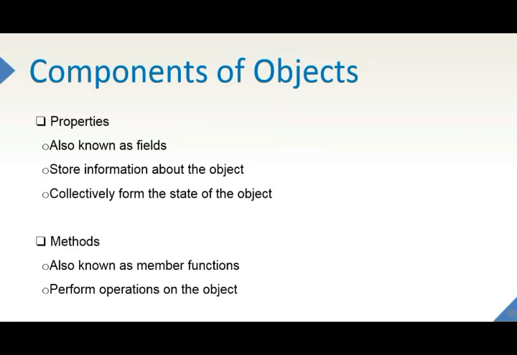While for methods, an object's behaviors are implemented as functions that are bound to the object itself. In object-oriented terminology, these functions are called methods, although C++ retains the older terminology of member functions. Also, methods perform operations on the object. To make it short, fields are the object's information and methods are the actions an object performs.